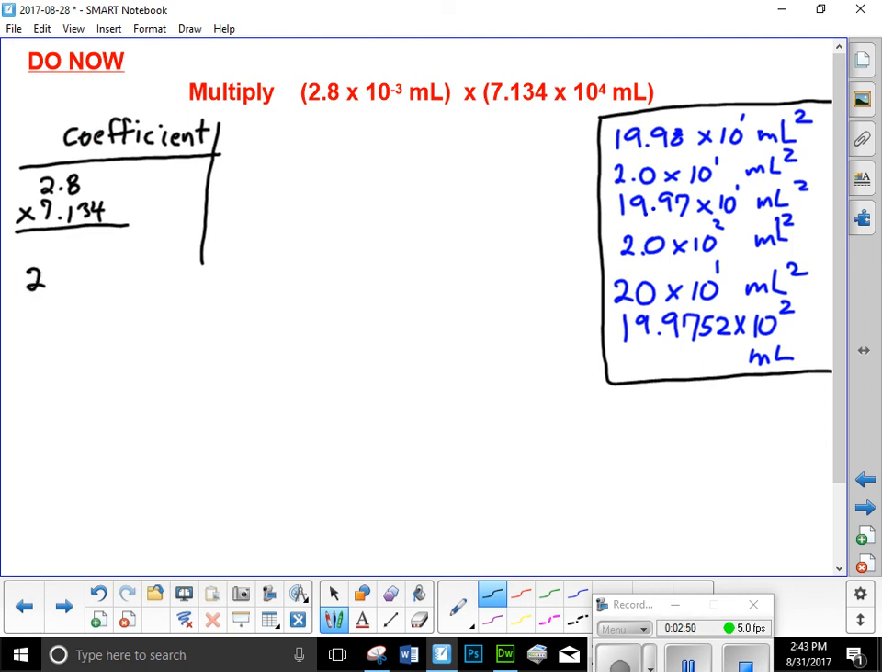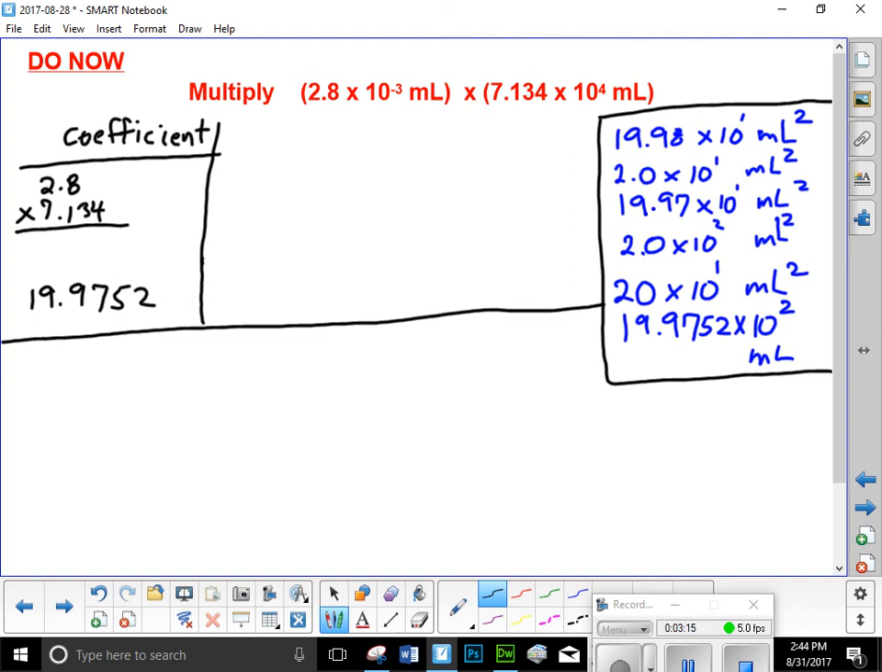And I'm going to just put in everything that I have. I'm not going to be worried about sigfigs because goodness knows the calculator doesn't care. Okay, they're just going to give you all the numbers that it can give you. 19.9752. Now I've taken care of multiplying the coefficients, and I have part of my answer. I have 1/3 of my answer. Okay? Next, I'm going to do my powers of 10. 10 to the x.